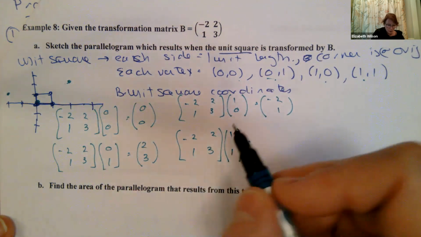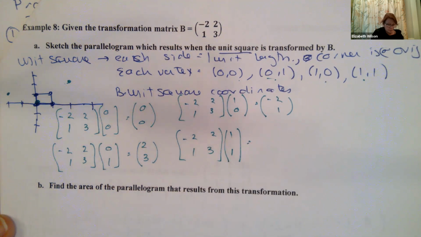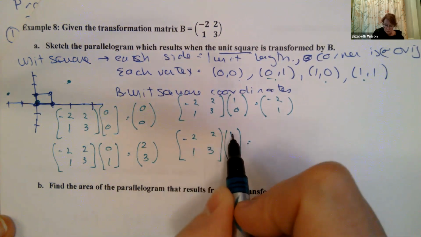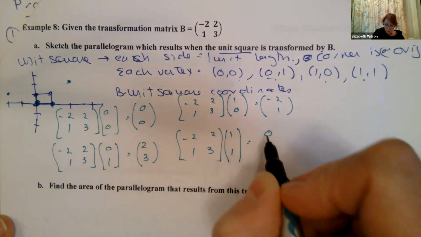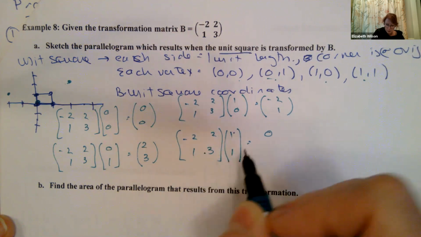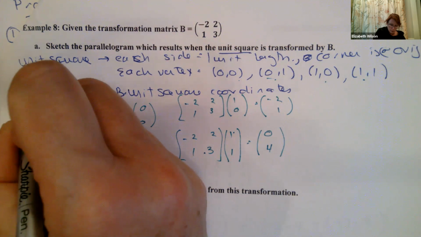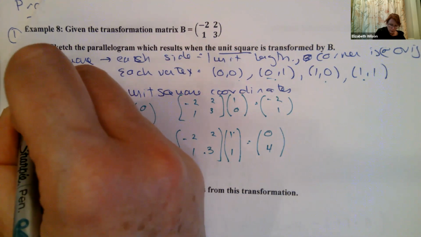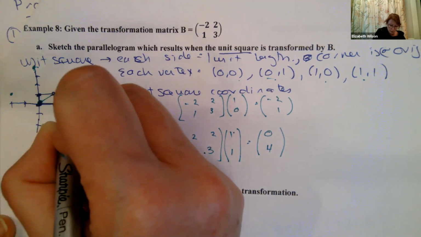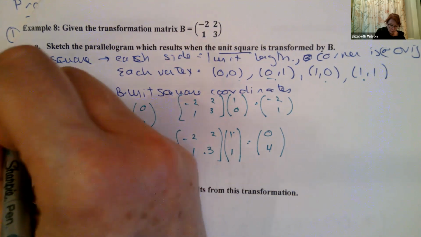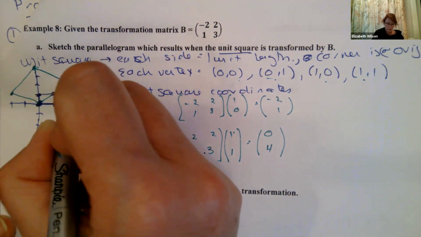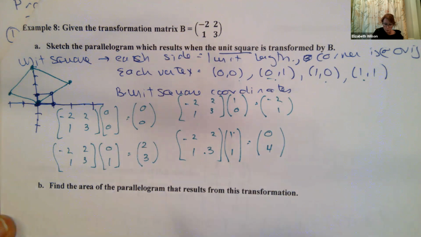All right, so now what I'm going to say is -2 plus 2 is 0. 1 plus 3 is 4. So I'm going 1, 2, 3. Oops, and I need one more, 4. So here's my parallelogram. And these were all coordinates for that parallelogram.